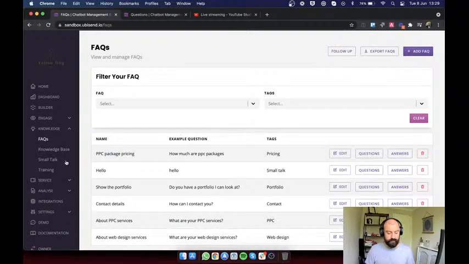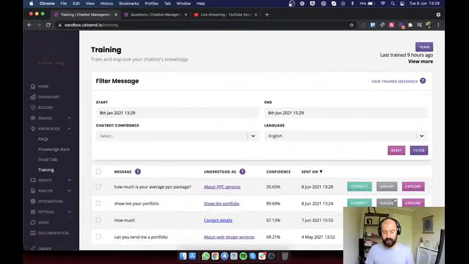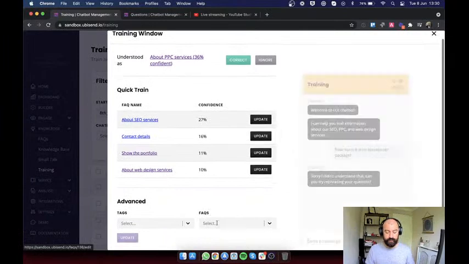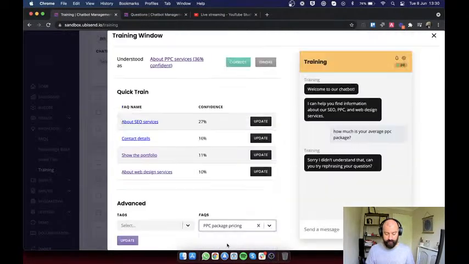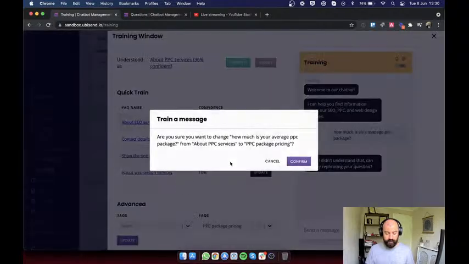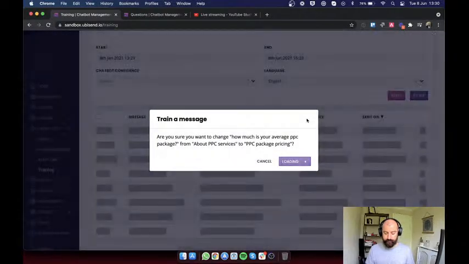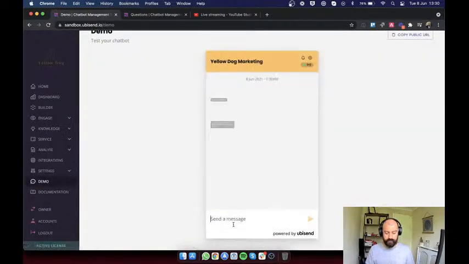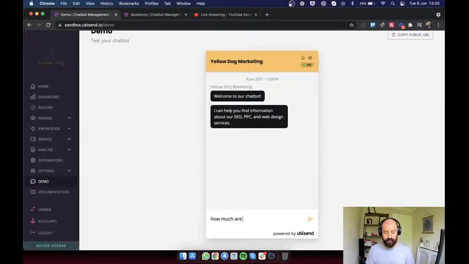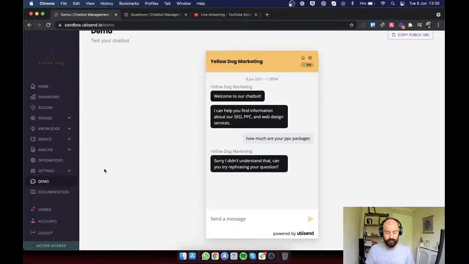PPC package pricing, perfect. I can go back to my training and I can just say, all right, I completely forgot that people are going to ask what prices. I should have probably thought about that before. I can now explore this. I can find the FAQ that I just created, which is here, PPC package prices, update this. Perfect. So now if I go back and just ask some questions, so how much are your PPC packages? Let's see if it picks it up now. Didn't understand, so we can do some more training on that.